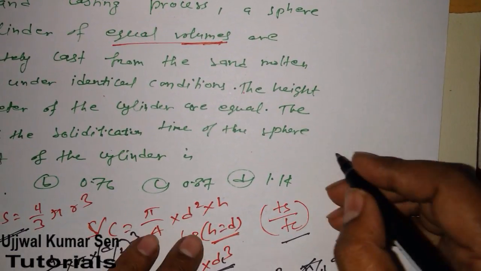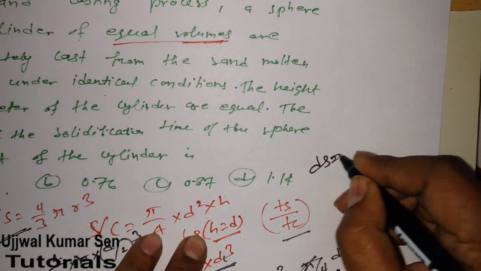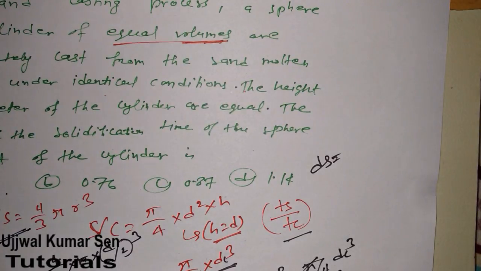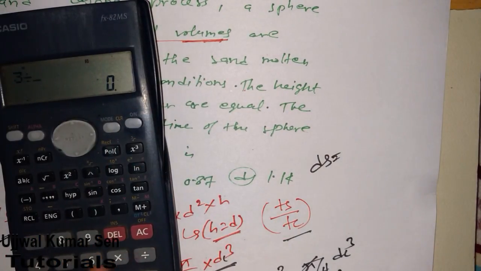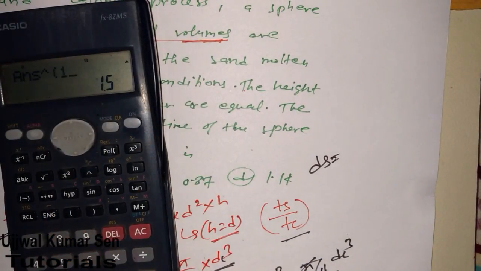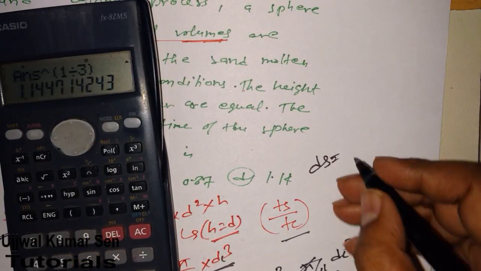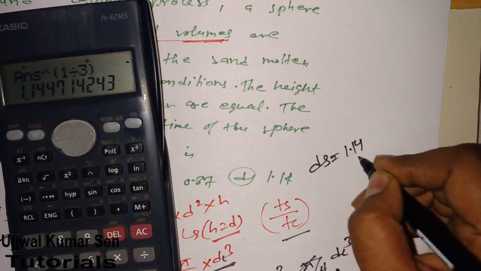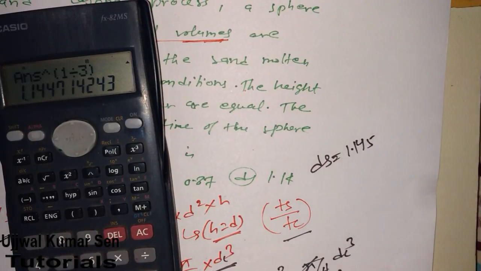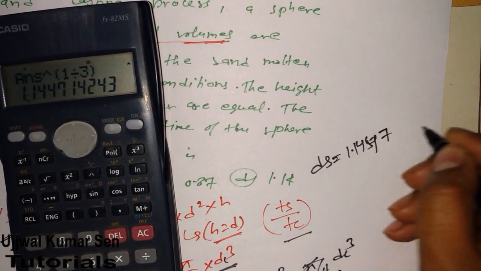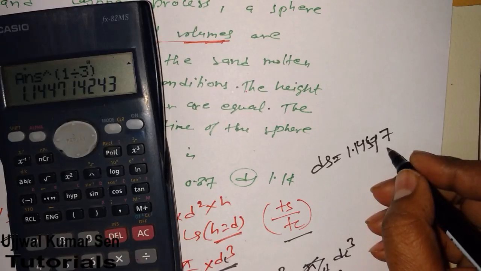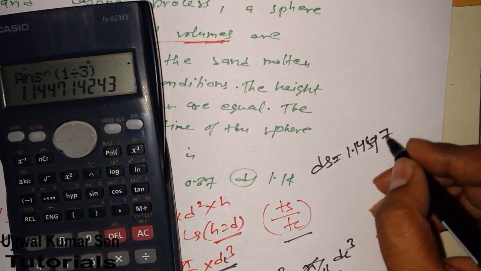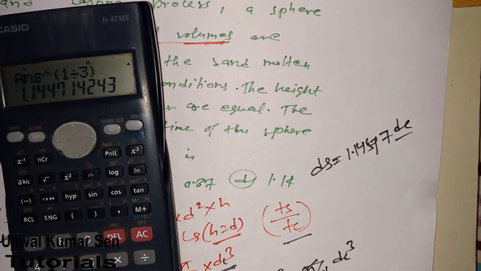So what we got till now, ds is equal to, we need a calculator, right? 3 by 2, we have to find out its cube root. That is 1.1447, because we have to take up to 4 decimal values. That's why we can get a very good, right answer. So ds is equal to 1.1447 dc. We got the relation between the diameter of the sphere and the diameter of the cylinder.